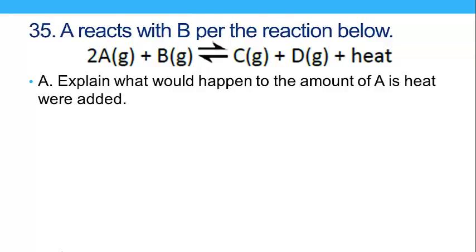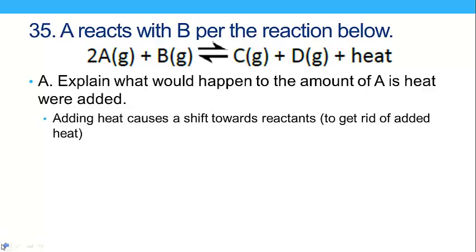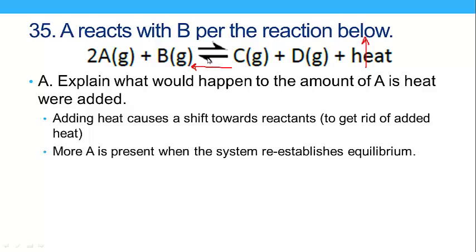Next section is about equilibrium. So we have a reaction. 2 moles of A react with 1 mole of B to form a mole each of C and D and heat. And they're all gases. So what would happen if the amount of heat were increased? Whenever you add something, you need to move away from it in order to get rid of it. So adding heat or adding a chemical species, I got to move away to get rid of it. So since I add heat, I need to shift towards the reactants. So this means that once we reestablish equilibrium, we're going to have more A present than we originally did.